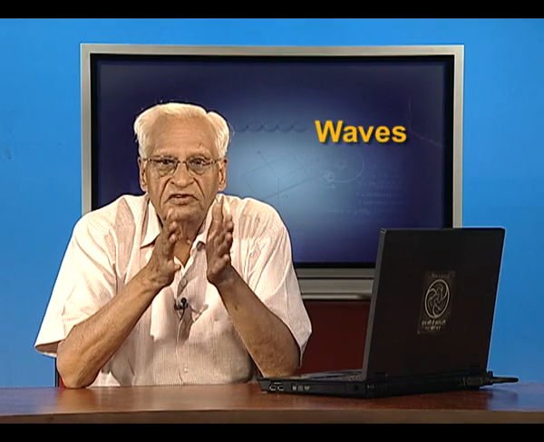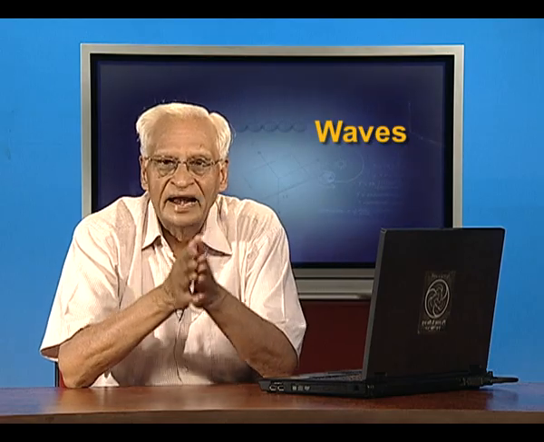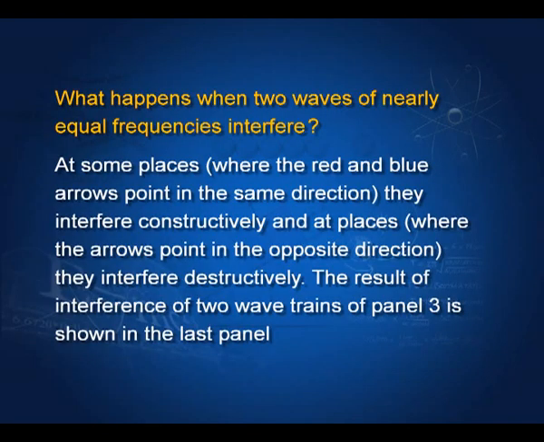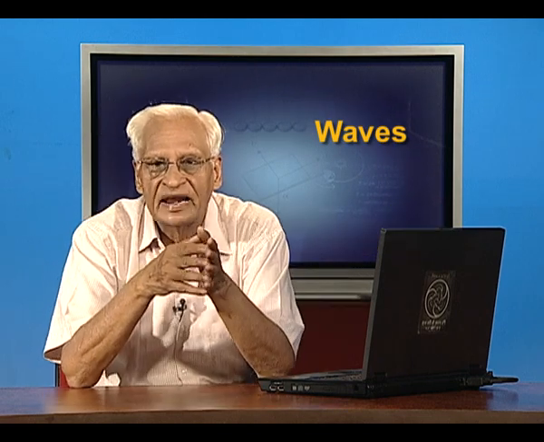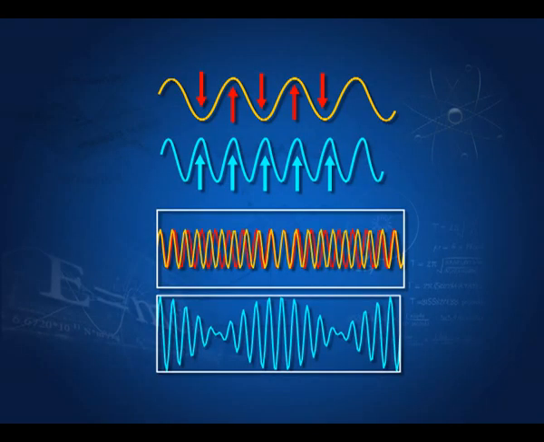So, after having explained the formation of standing waves, we take another interesting concept, that of beats. What happens when two waves of nearly equal frequencies interfere? Frequencies are now nearly equal, not exactly equal as in the case of standing waves. I have tried to show you two wave trains with nearly equal frequencies, and somewhere these arrows are exactly opposite, so destructive interference will take place, somewhere they are exactly in the same direction, so constructive interference will take place, and like that.